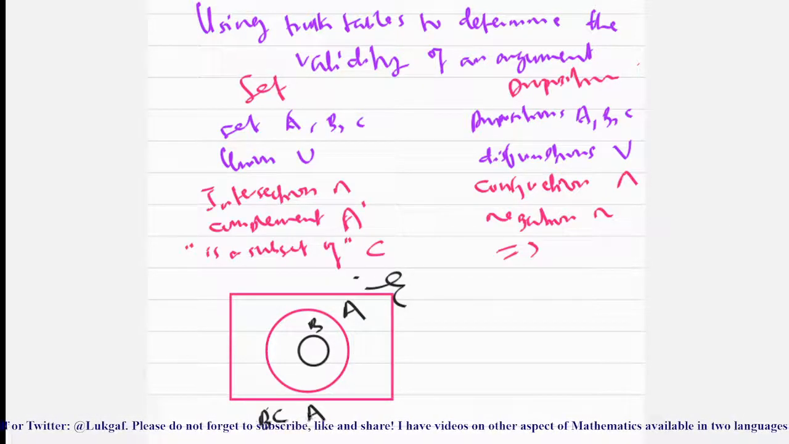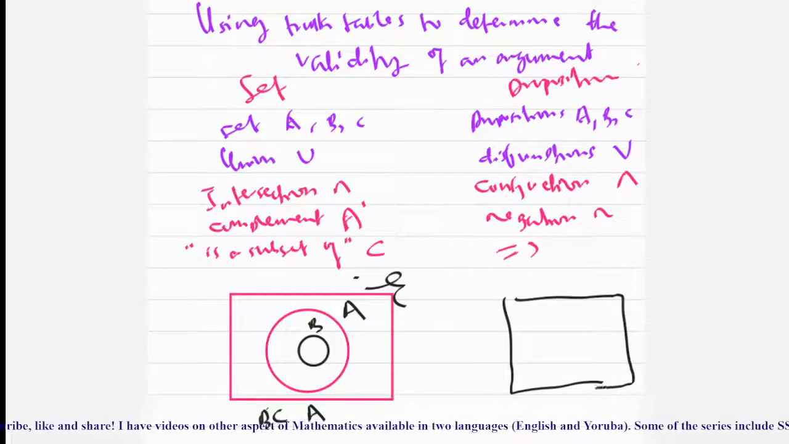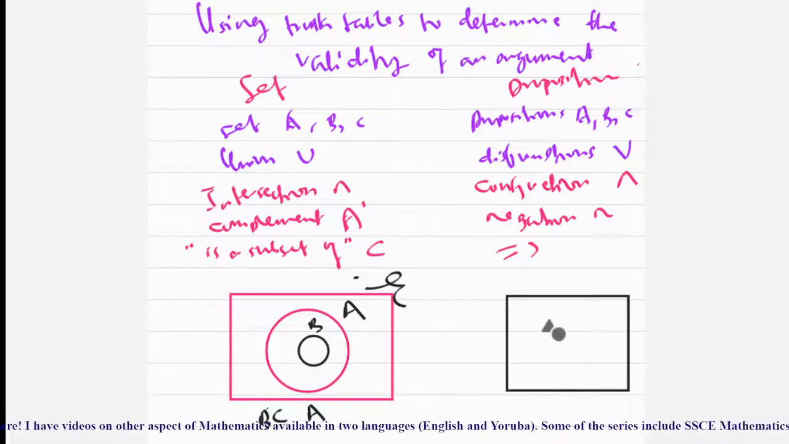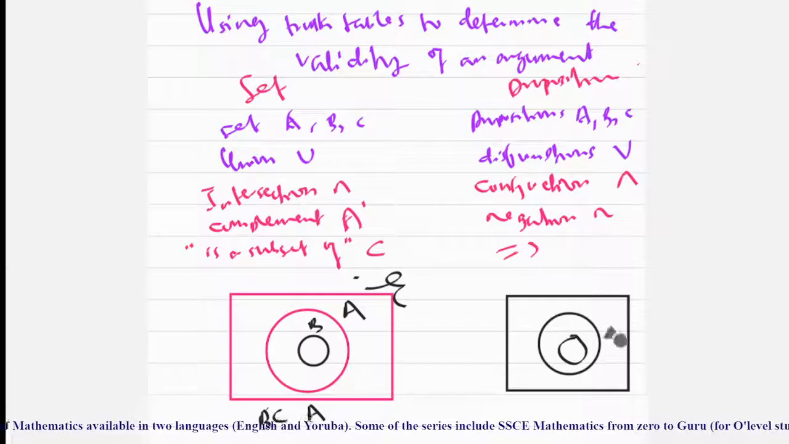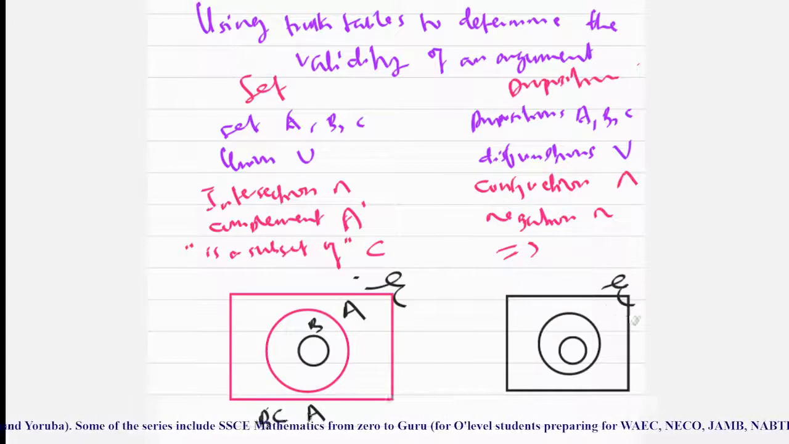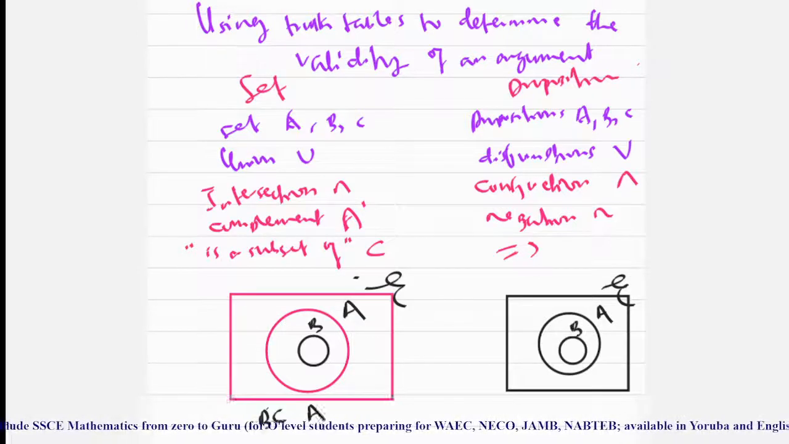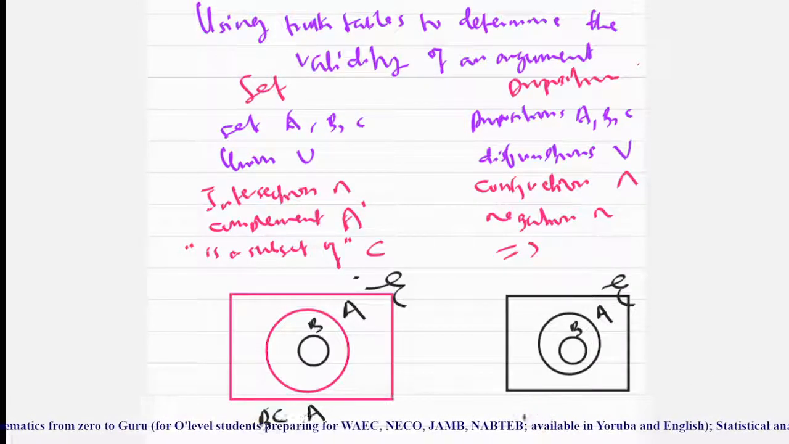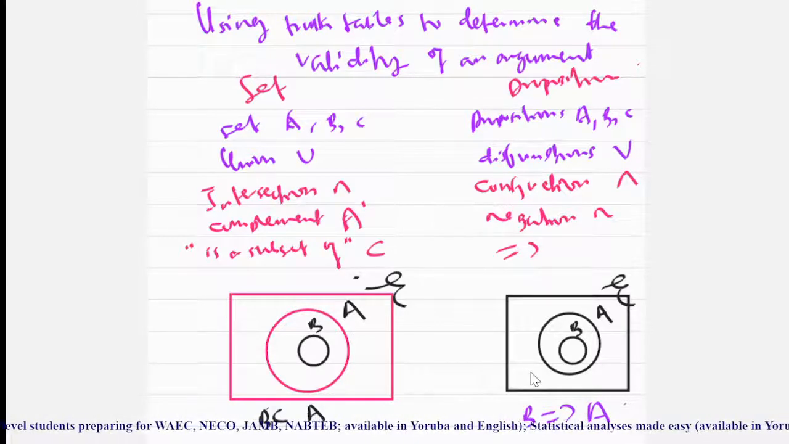Similarly, you can do the same for propositions. Let's say I have my universe set, which is like a square. Then you have a proposition here. You have another proposition. I hope you understand now. So if this is your universe set, and this is proposition A, this is proposition B, then from there, we can conclude adequately that B implies A. So I hope I've stated that.